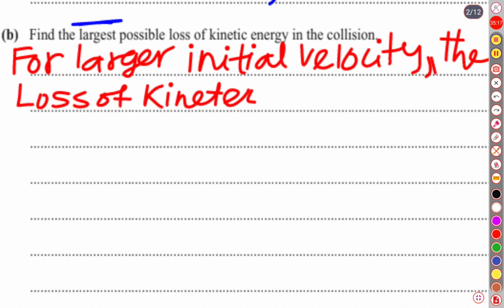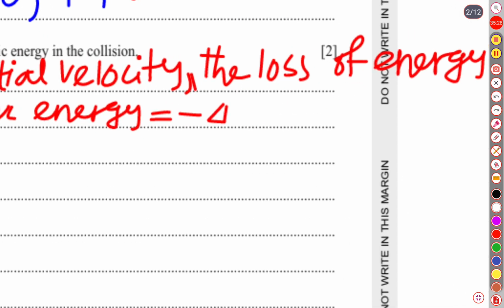Kinetic energy is equal to negative change in kinetic energy. As there are two particles P and Q, it is the change in kinetic energy of P minus the change in kinetic energy of Q.